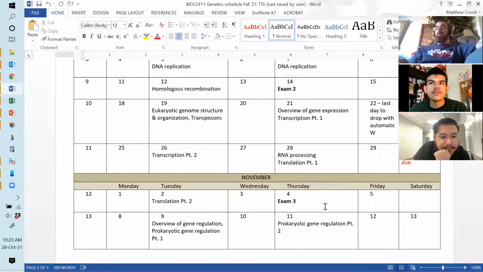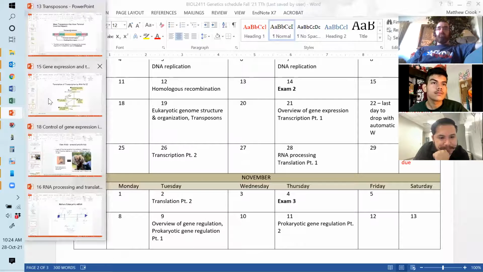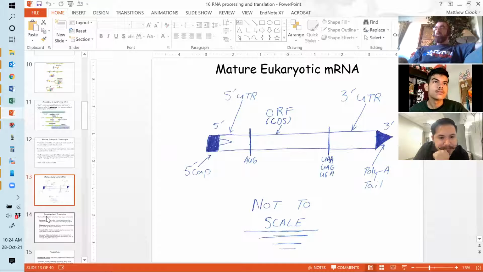So what we have left to do from this section is translation, which is a non-trivial thing. But yeah, that's what's left. And it will be a tough exam too. No sugarcoating it, because there's a lot of stuff to absorb.